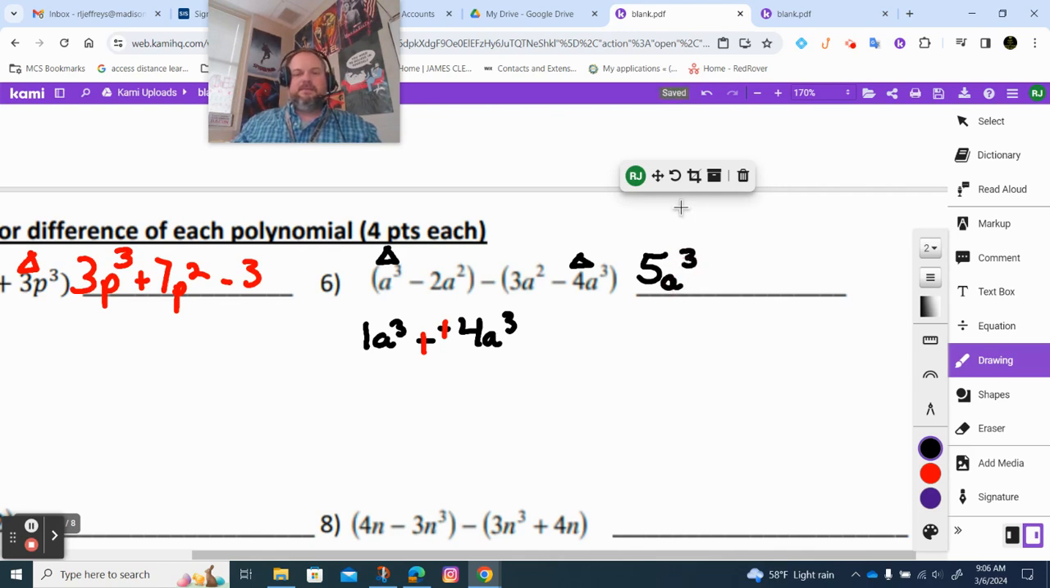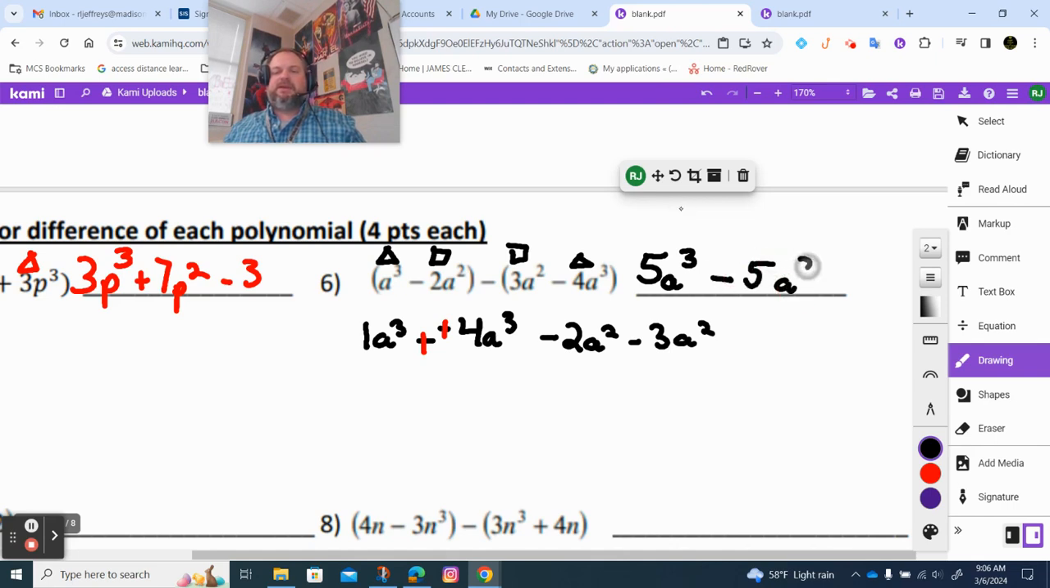All right. Squared minus 2a squared minus 3a squared. All right. So this is negative 2 minus 3. Okay. This ends up being minus 5a squared.